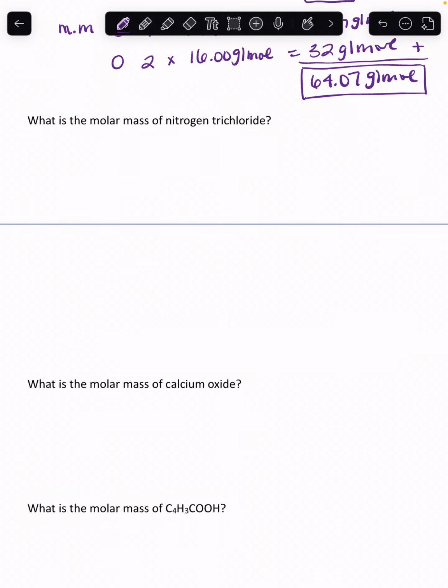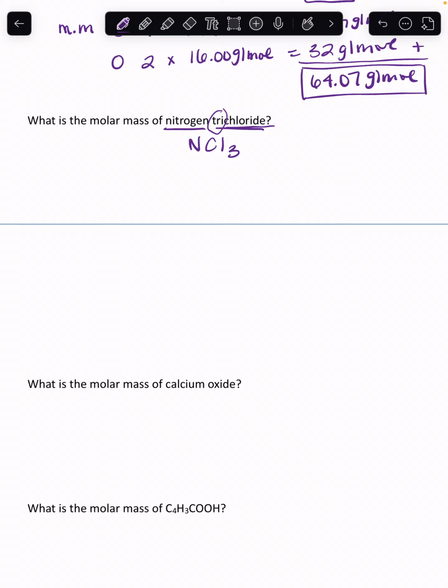Molar mass of nitrogen trichloride. I look, and I'm like, all right, 2 nonmetals, we vibe. Nitrogen is just going to be N. And then I have a tri, which means 3. And chloride, which will be chlorine. So nitrogen trichloride is NCl3.